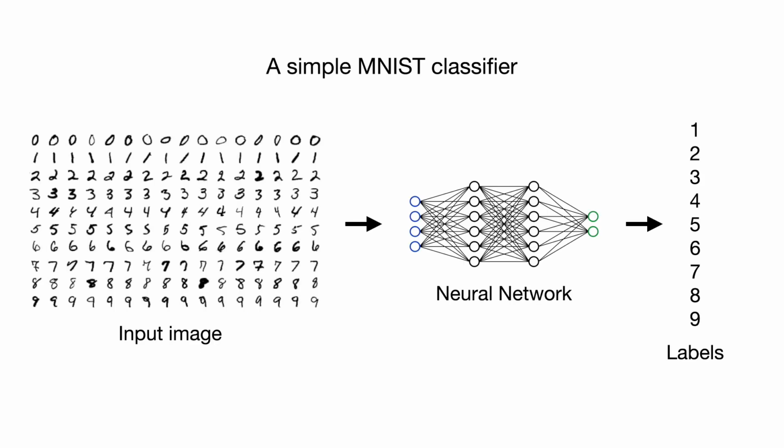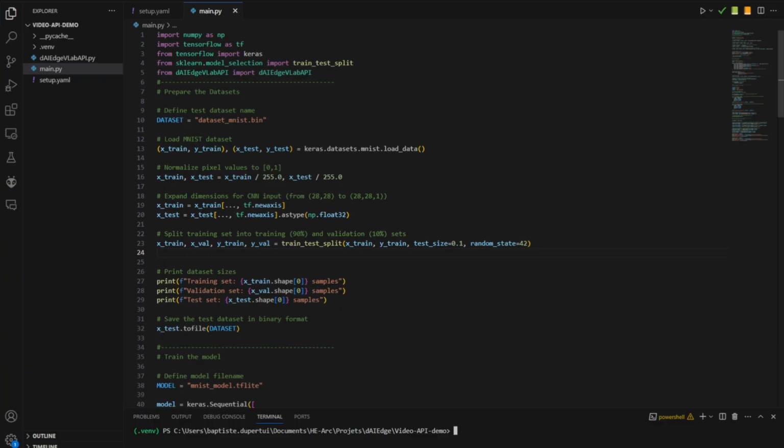We're going to do a simple MNIST classifier. So we're going to use the MNIST dataset, which is composed of handwritten digits. And we'll train a simple neural network that will classify these images. So now let's jump into VS Code and we'll go over the code really quickly. So we'll see how easy it is to integrate the dAIEDGE VLab to your pipelines.